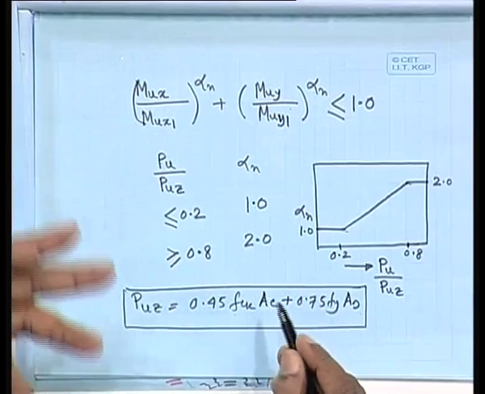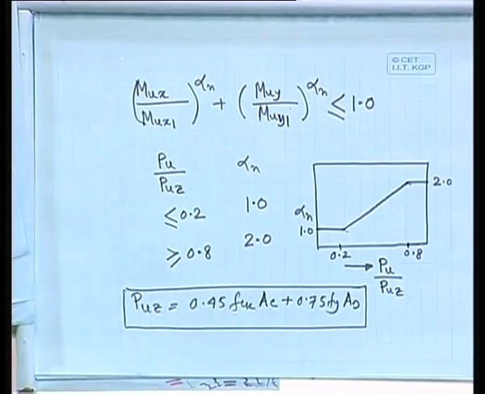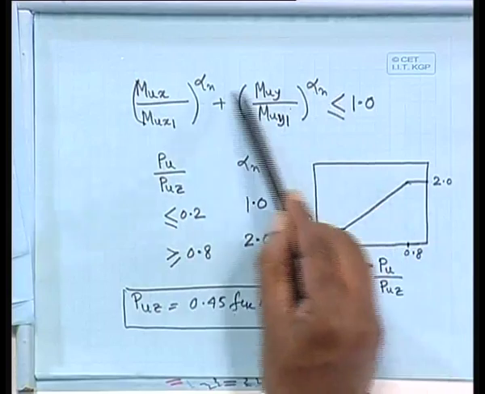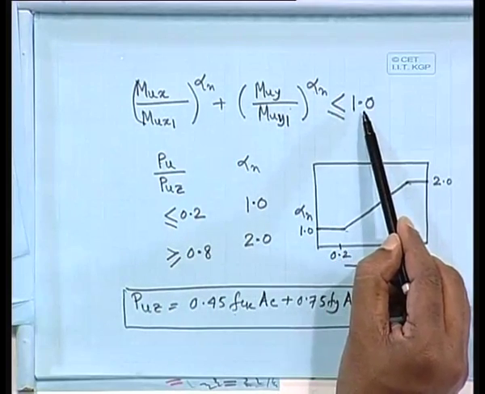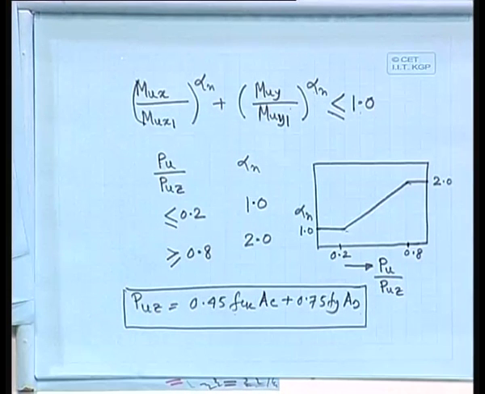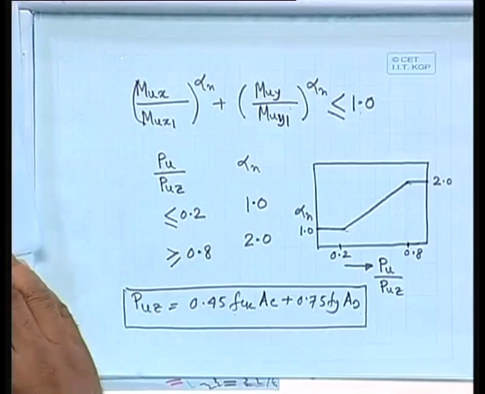So, that means for biaxial bending, the design is very simple. What you have to do is find Mux1 and Muy1 for a selected percentage of steel, then find Puz, find alpha n on the basis of Pu by Puz, and check using this equation that it is less than or equal to 1.0. If it is less than or equal to 1.0, then you just stop. Otherwise, you have to change the section or percentage of steel and do your calculation again. That is all we do in biaxial bending.